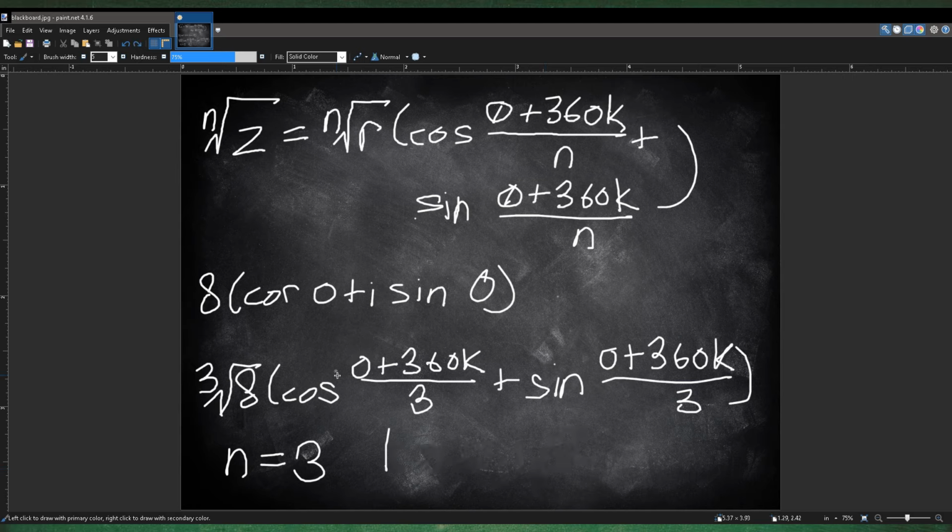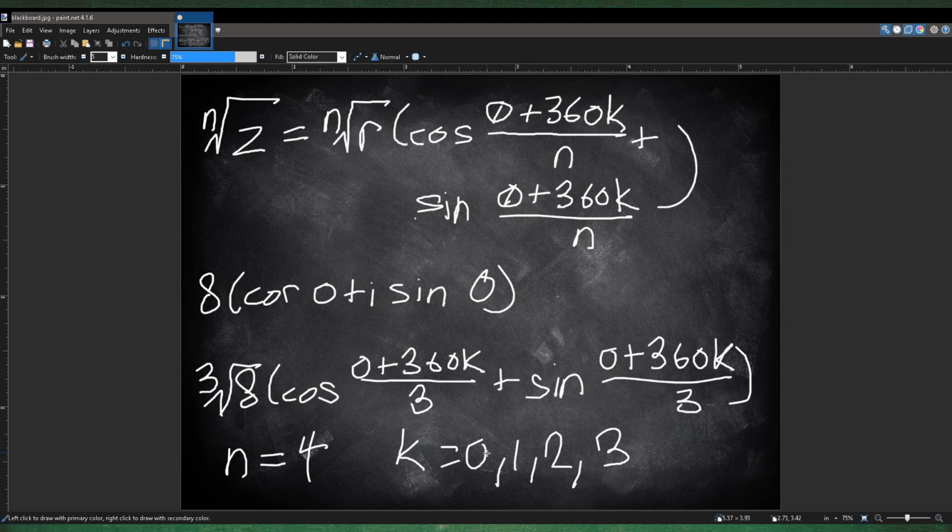So let's just say, if we didn't want to find the cube root of 8, we wanted to find the square root of 8, so n is 2. You only have to find when k is equal to 0 and 1. Also, if you want to find the fourth root, so 4 roots of 8, you have to find when k is equal to 0, 1, 2, and 3. You see how that works?